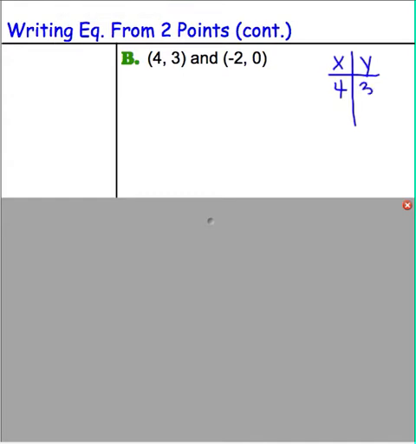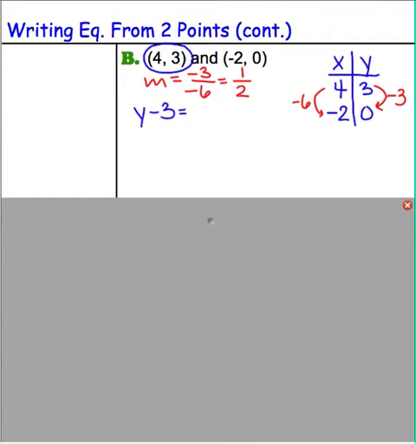And we've got 4, 3, and -2, 0. When I look at my change in y, that goes down 3, so I know that it's -3 over. And from 4 to -2, that is down 6. So I have -3 over -6, and a negative divided by a negative is positive, which gives you a slope of 1/2. Now I'm going to choose my point, which I'm going to use 4, 3, because they're both positive. So we have y minus y1, which is 3, is equal to our slope, which is 1/2, times x minus x1, which is 4.